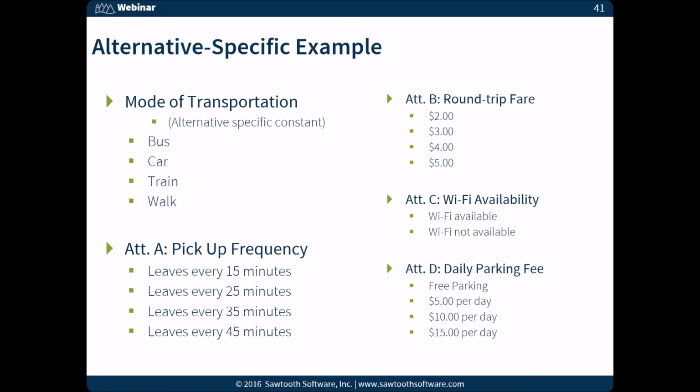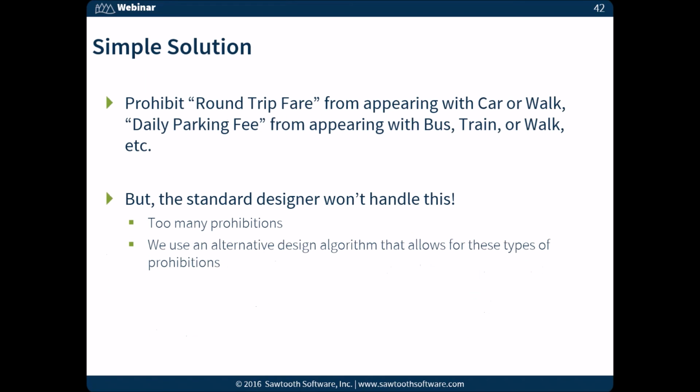So this is going to be an example, and I'm actually going to open up the software at this point and walk you through the alternative specific design and how we reference it in the design phase. So we have our mode of transportation as our last example. We have our pickup frequency, our round trip fare, if Wi-Fi is available, and our daily parking fee.